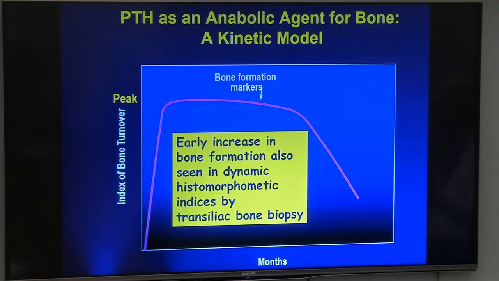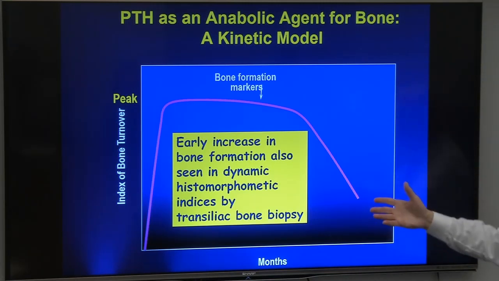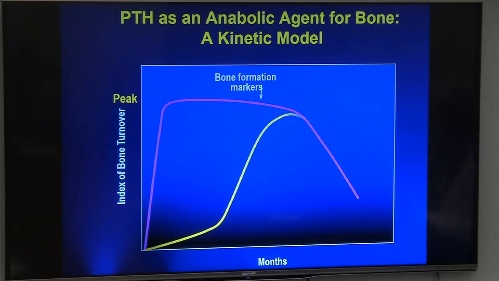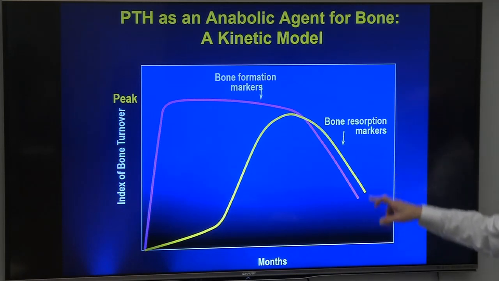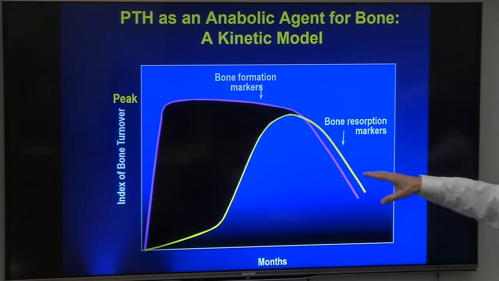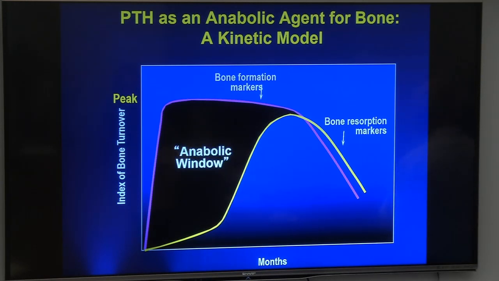So the model that I've proposed is that there is the initial effect to stimulate bone formation, and the early increase in bone formation I mentioned, both by markers and by bone biopsy, followed by an increase in bone remodeling as described by a subsequent increase in resorption, giving us a time period when the anabolic effects of PTH are maximal. And we have said that this is a window, an anabolic window, or an osteoanabolic window.